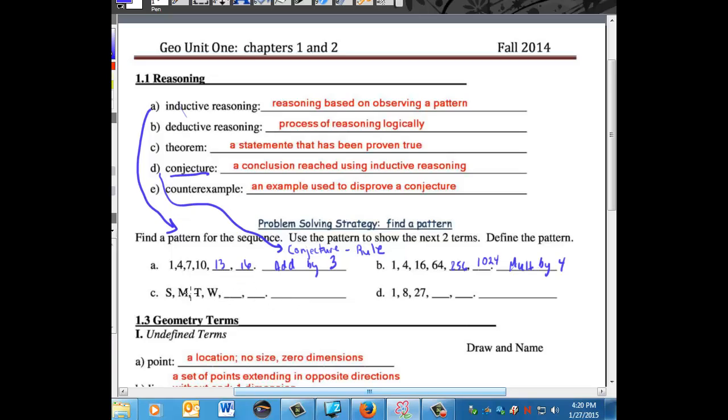On C, we have Sunday, Monday, Tuesday, Wednesday. So the pattern are the days of the week, Thursday and Friday. So our conjecture or the rule is going to be days of the week.